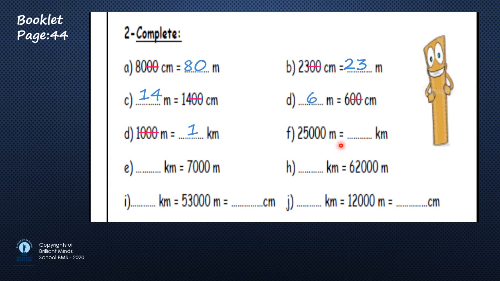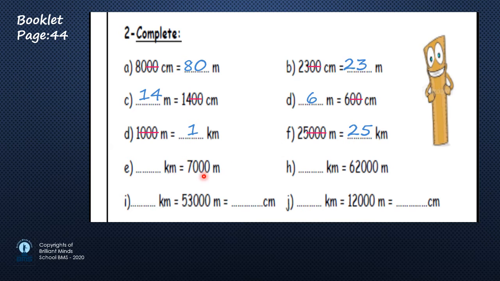Okay. Number F. 25,000 meter equal how many kilometer? Okay. From meter to kilometer. From small to big, that's mean divide, that's mean cancel 3 zeros. We're gonna cancel 3 zeros, so we have left 25.